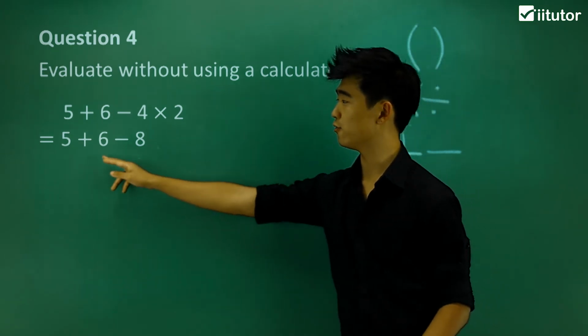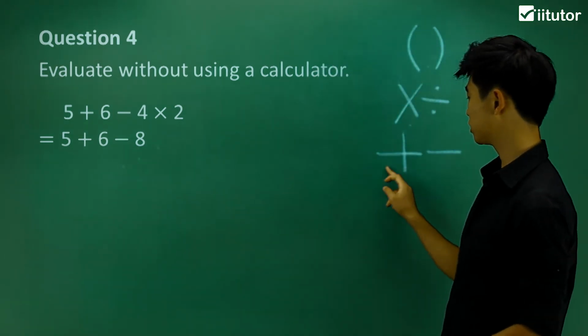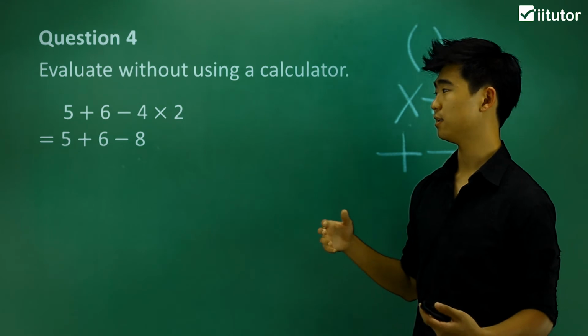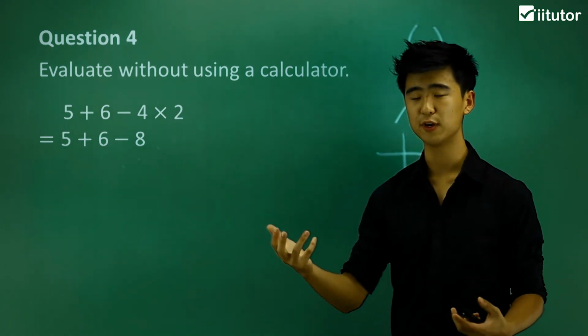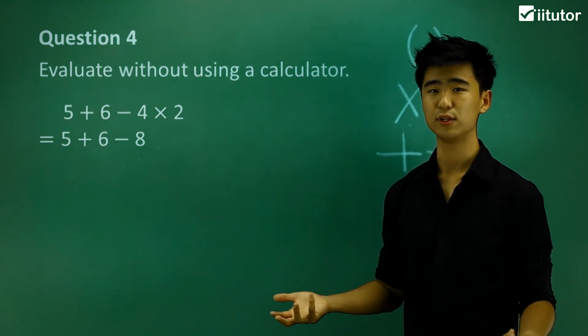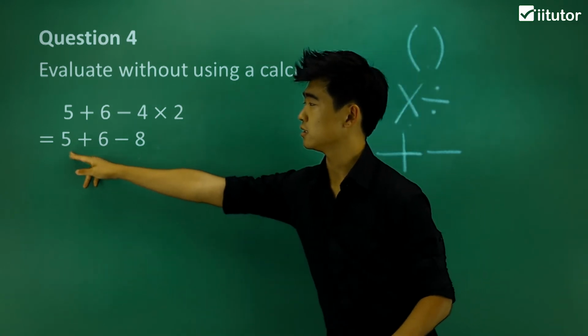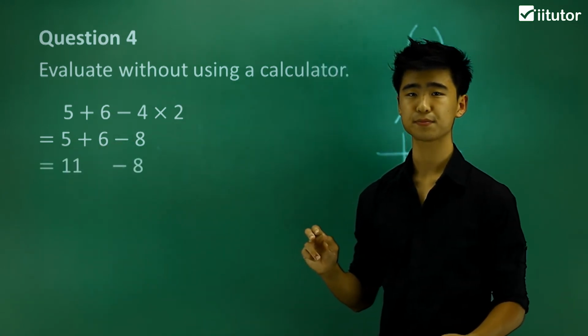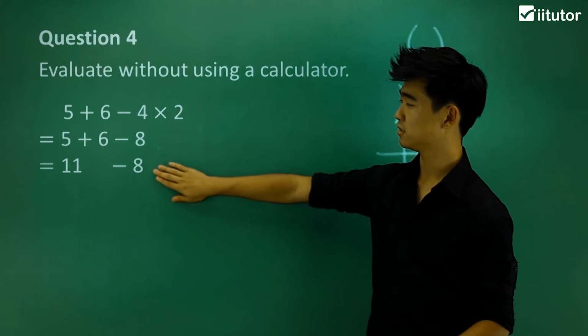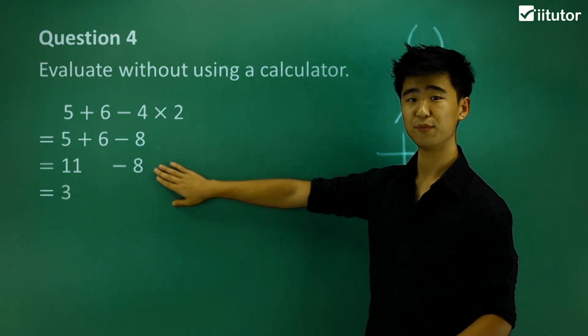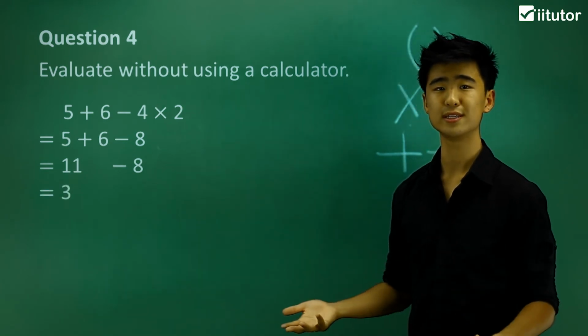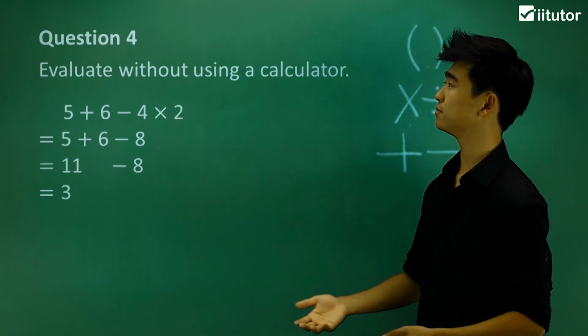Okay, now we're left with plus and minus, so which is obviously the next step? And you may think to yourself, oh, do we do plus first or do we do minus first? It doesn't really matter, okay? But in this case, let's just do 5 plus 6 first. So that's 11, take away 8, will give me 3. Okay, so this is how we do question number 4.